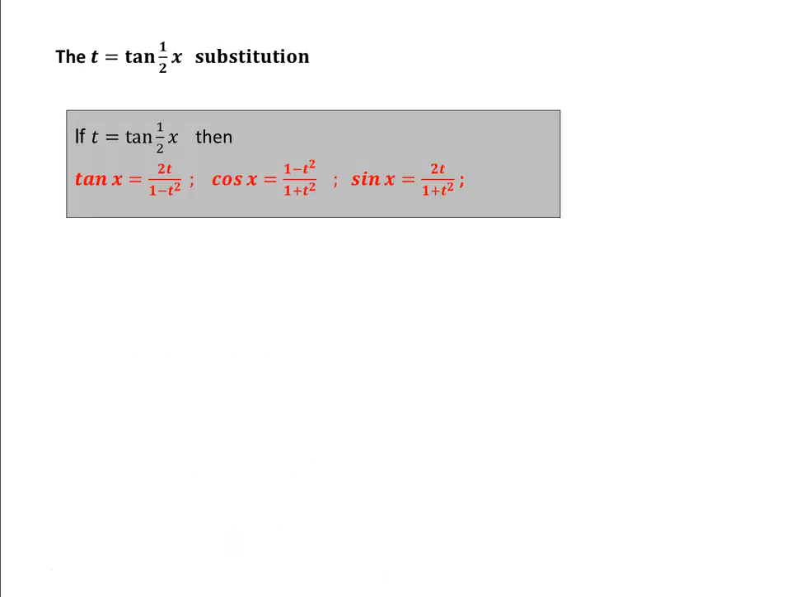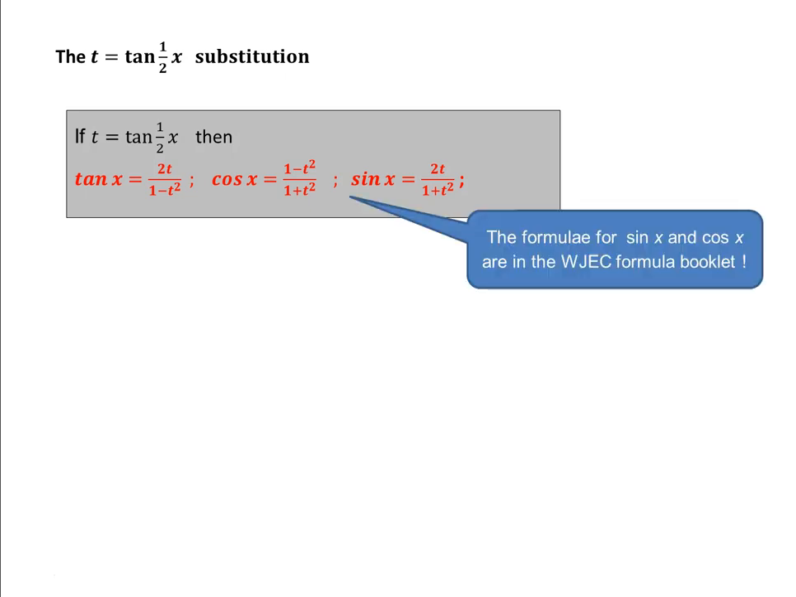The t equals tan half x substitution. If t is tan half x, then tan x can be written as 2t over 1 minus t squared. Cos x can be written as (1 minus t squared) over (1 plus t squared). And sine x can be written as 2t over (1 plus t squared). The formulae for cos x and sine x are in the formula booklet. If you can't remember the formula for tan x, then all you need to do is remember that tan x is always the same thing as sine x divided by cos x. And that will straight away give you the fact that tan x is 2t over 1 minus t squared.